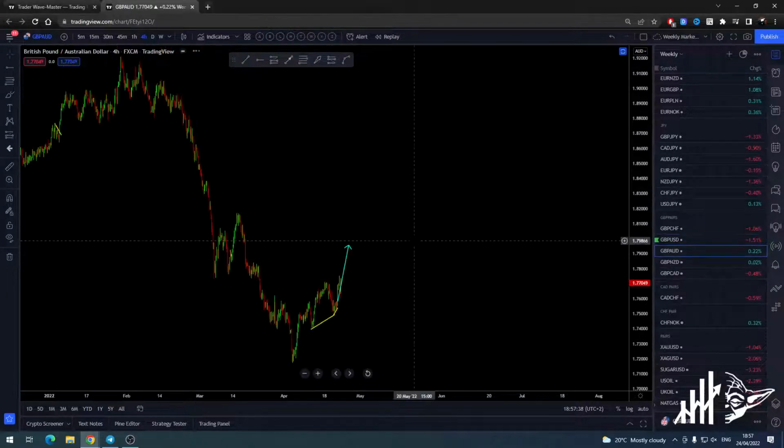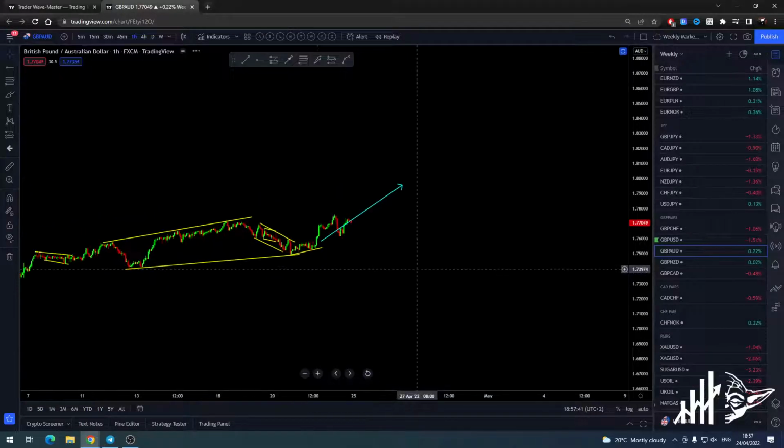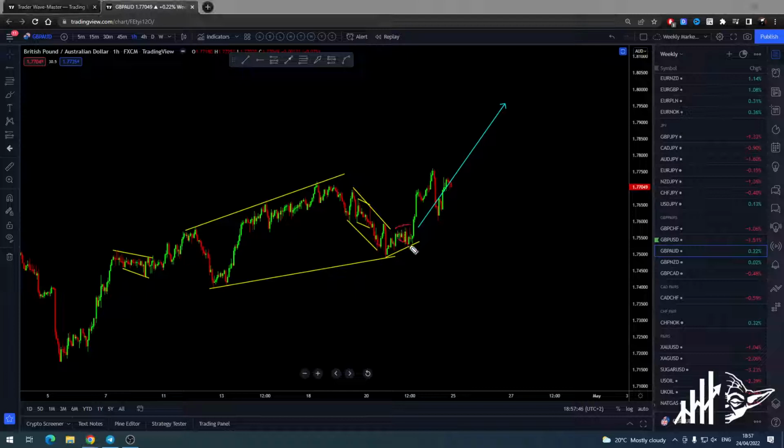Keep an eye on it. Pound Aussie went up nicely. We took a nice trade over there. It has gone nicely. So we saw that this is a nice expanded flat in the making. We took a buy, and I think we took profit over there. I'm not quite sure, I think we took profit somewhere there. One of these is where we took a profit.